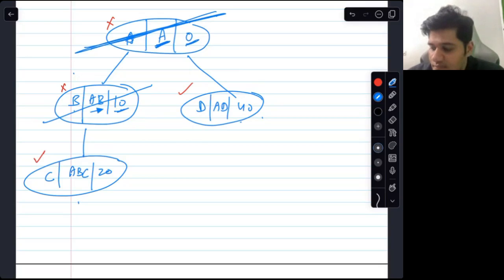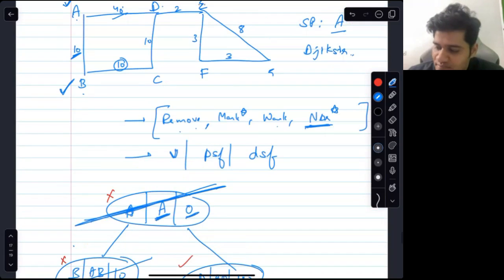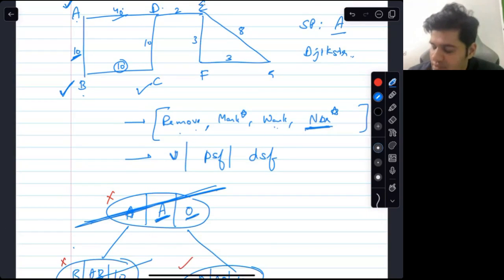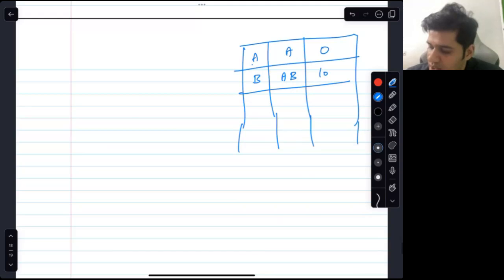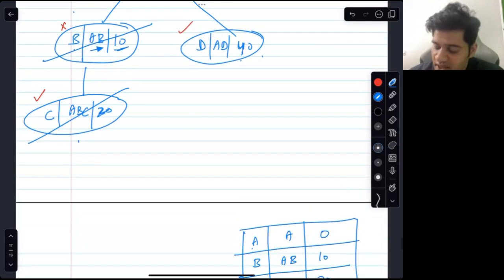Lower weight. D is 40. C is 20. Which one will be removed? C will be removed, because 40 is higher and C is 20. So remove C. Remove, mark, work. Work is added to the table. C, ABC, 20. Alright, so work is done.